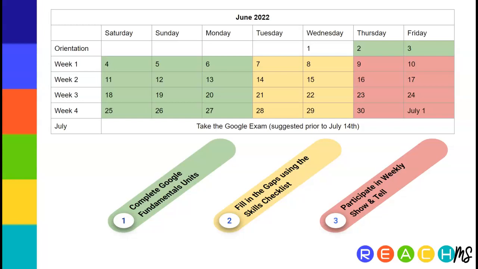But like I said, in the green squares, if you can have the Google Fundamentals units done before Tuesday, that gives us Tuesday and Wednesday to fill in the gaps, and Thursday or Friday is our weekly check-in. So we're going to do that each week through June. And then in July, we're going to take the Google exam, and that's offered through Google. And I just suggest you do it earlier rather than later when everything's fresh in your mind.